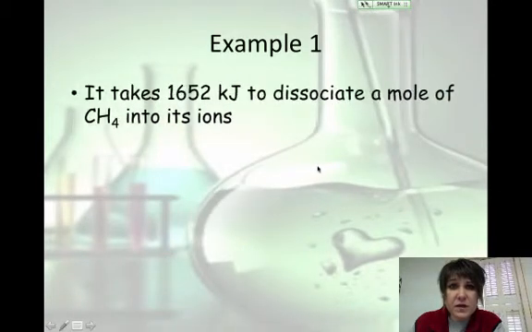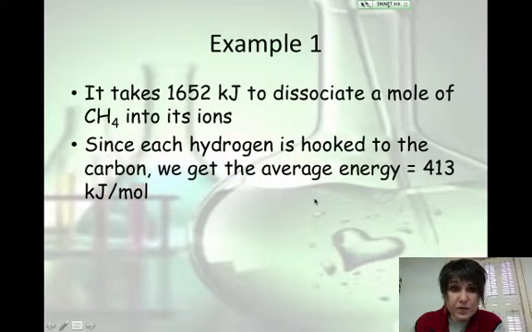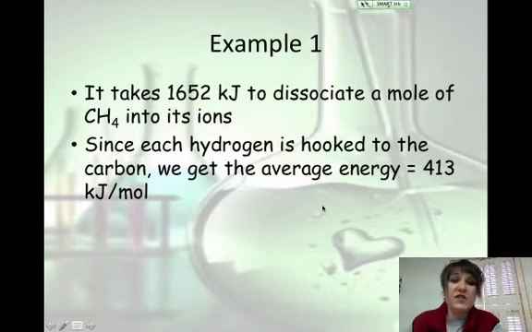So let's consider the example of methane, CH4. It takes 1,652 kilojoules to dissociate 1 mole of methane into the ions that it was formed from. Since four hydrogens are hooked to the carbon, if we just divide 1652 by 4, we would get the average energy of 413 kilojoules per mole. So we would say that the C-H bond energy is 413 kilojoules per mole.